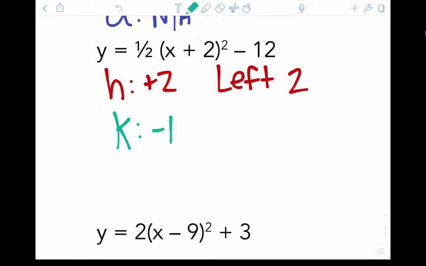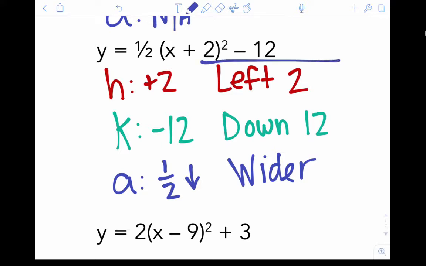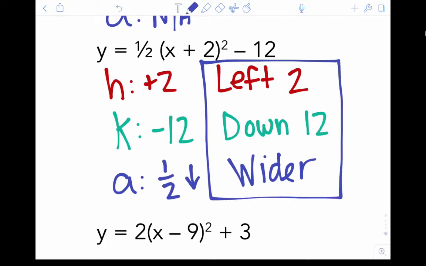The k goes down 12 because it has a decrease of 12. And then the a goes from 1 to 1/2. So if it goes from 1 to 1/2, that's a decrease, which means it's going to be wider. So I want to know if it gets skinnier or wider, because just telling me that the scale factor decreases doesn't really tell me much. I want to know what happens to the graph. And that's what I need on that one.